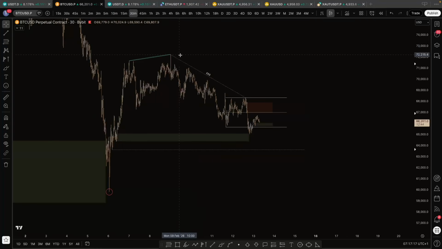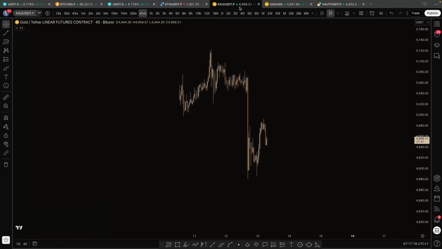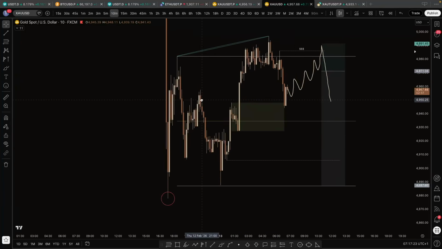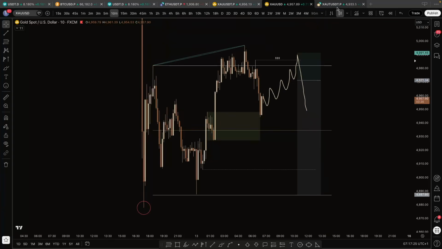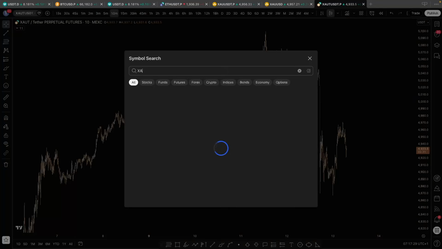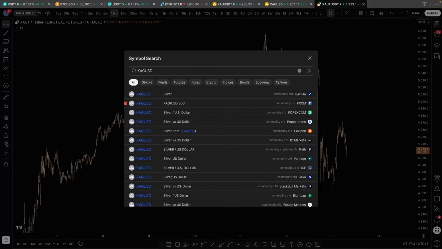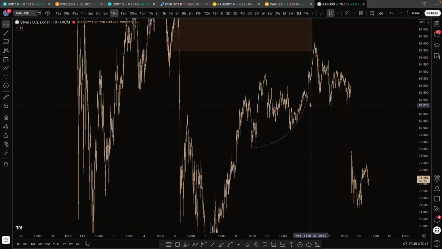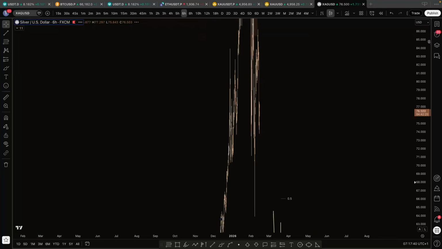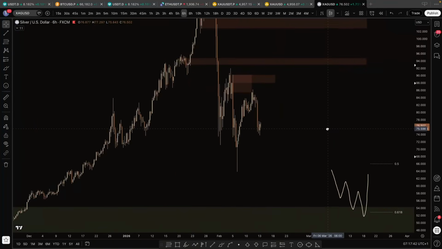So that's clear. Bitcoin is clear. Gold is very clear. Let's do silver for the last pair. You can trade silver as well on the crypto exchanges, guys.